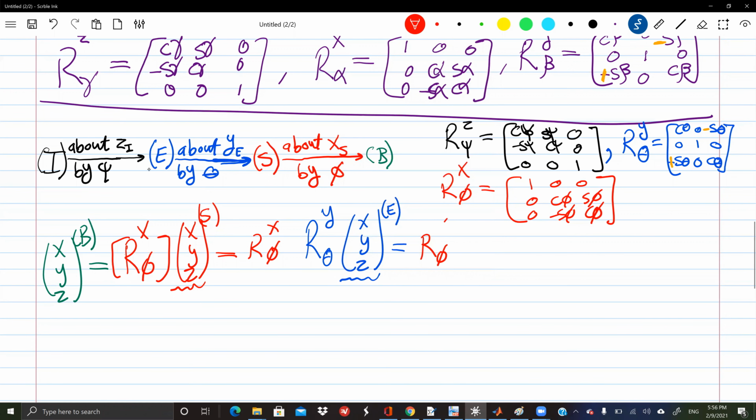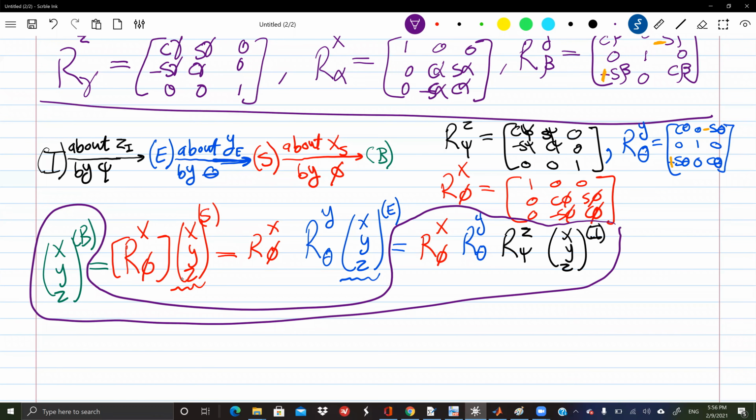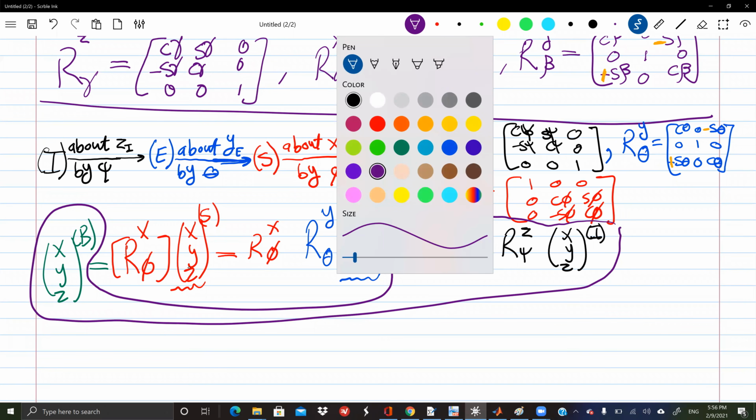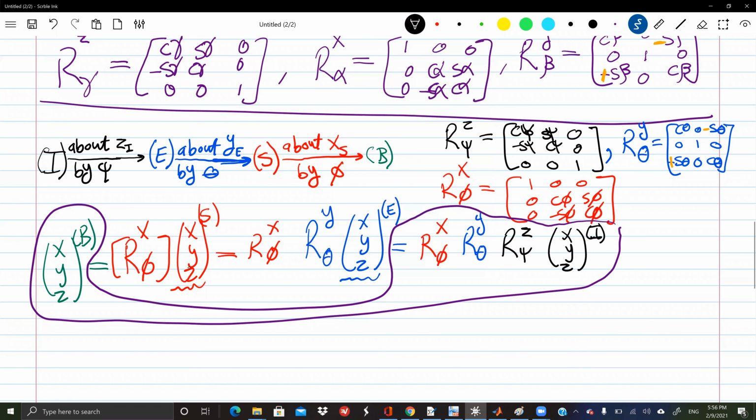Exactly. So I'm going to replace the XYZ in the E frame by the rotation matrix R psi Z times XYZ in the inertial frame. And look at that. We did it. We related the green frame to the black. And this thing, let me give it a color, maybe this. This is our total rotation matrix.